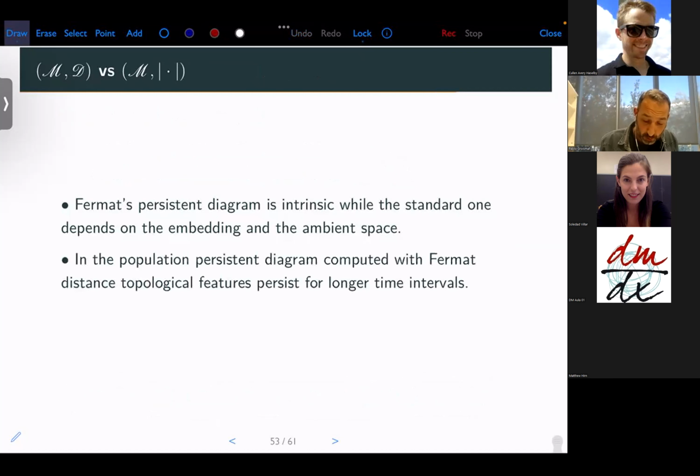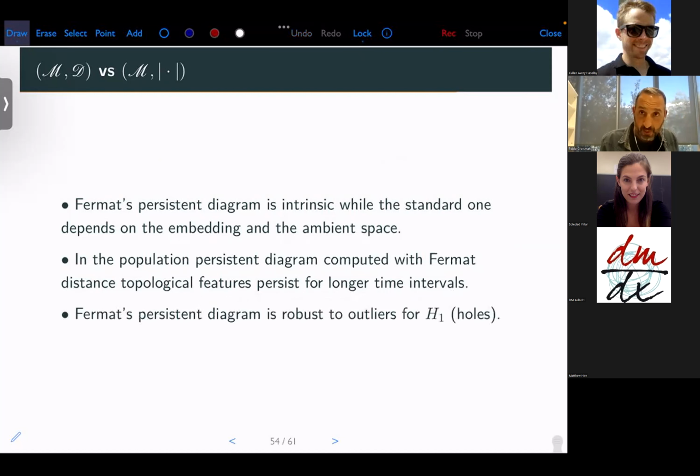And the other good news is that using this distance, the topological features persist for longer time intervals. That's what we mentioned before. And that's essentially related to the other fact that it is independent of the embedding that we use to embed our manifold in the ambient space. There is also a third piece of good news that I have no time to discuss today, but thanks to the fact that we raise our distances to the alpha, our persistent diagrams are robust to outliers, just for the holes, not for the connected components. But that's not a problem because there are plenty of methods to compute the number of connected components. That's very easy. So if you want to compute the holes, then what you get by replacing the Euclidean distance with this distance is a method which is much more robust to outliers.